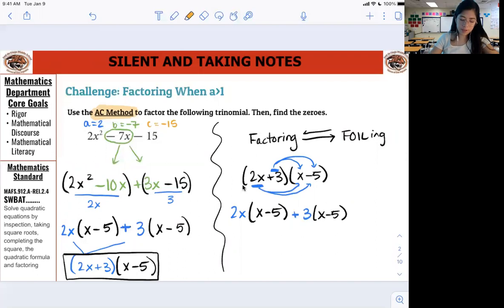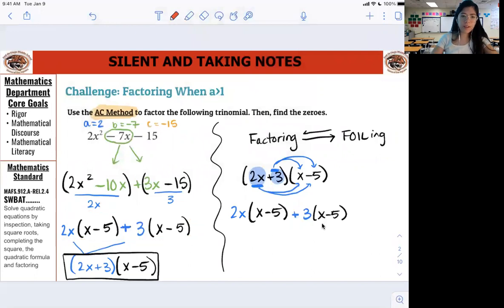So I took just 2x, and we multiply it times x minus 5. Then I took just 3, and I multiply it times x minus 5. But when I do that, I end up with the same thing that I had over here. Do you notice that?